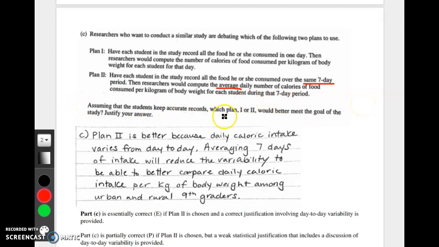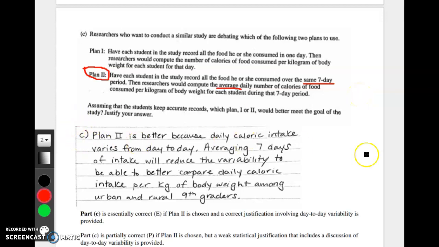So assuming the students keep accurate records, which plan, 1 or 2, would be better to meet the goal of the study? The goal of this study was to see if students in rural or urban areas consume more calories per kilogram of body weight. And here, I think it's obvious. I hope everyone picked Plan 2. If you think about Plan 1, if you do one day of the week, some kids may eat hardly anything that day, like they have a busy day, while other kids, maybe that's their off day and they have tons of time and they eat a lot that day. So you get a lot of variability in your sample. Whereas in Plan 2, if you take these kids and over a 7-day period, average how much they consumed, you reduce that variability and those kind of freakish sample results. We get a more consistent result with Plan 2.